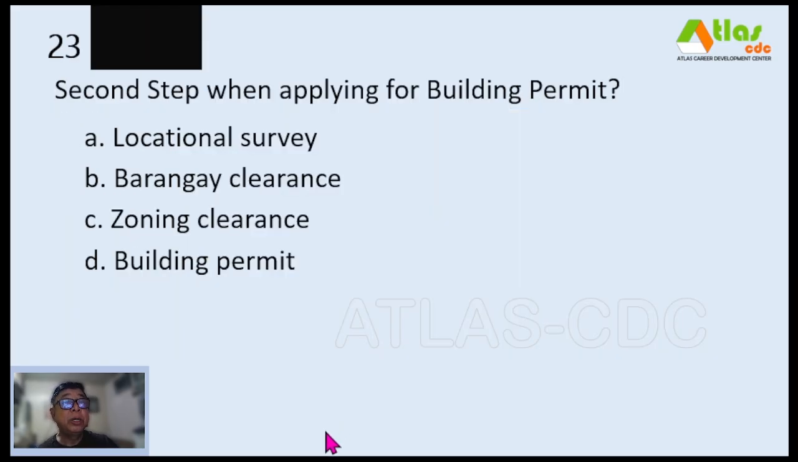Number 23, second step when applying for building permit. A. Locational survey, B. Barangay clearance, C. Zoning clearance, and D. Building permit.